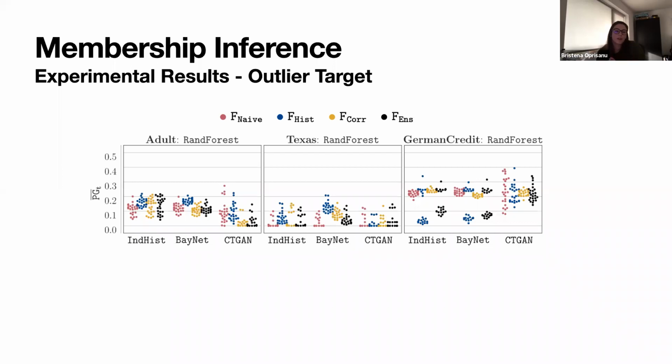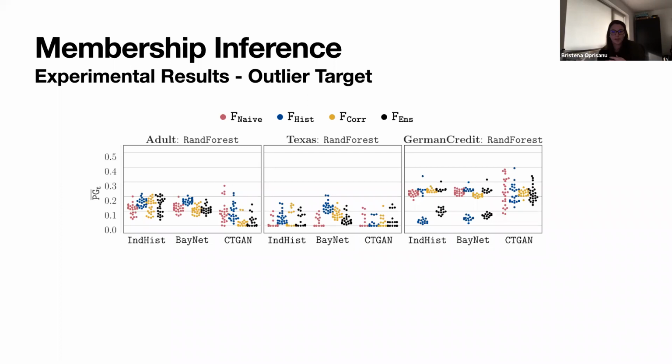So another surprising thing that we found by looking at this plot is that attacks on the crafted target are most successful when focusing on the correlation feature set, which are the yellow dots, even for models that do not explicitly model correlation. And overall, it depends on the data set, the generative model type, and the attacker strategy. But on average, we find that the privacy gain is lower than expected.